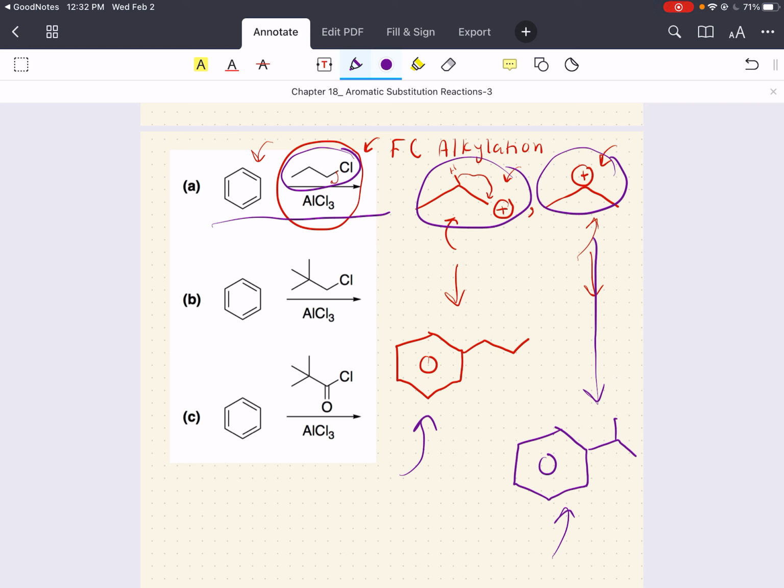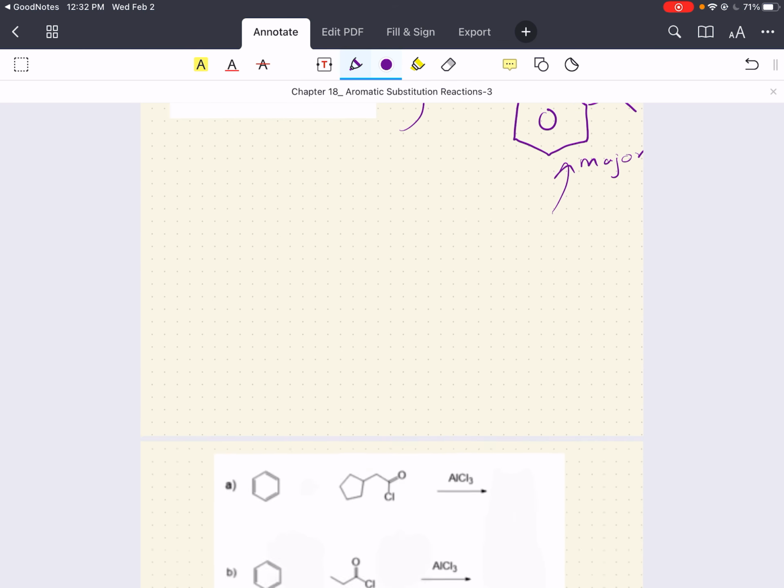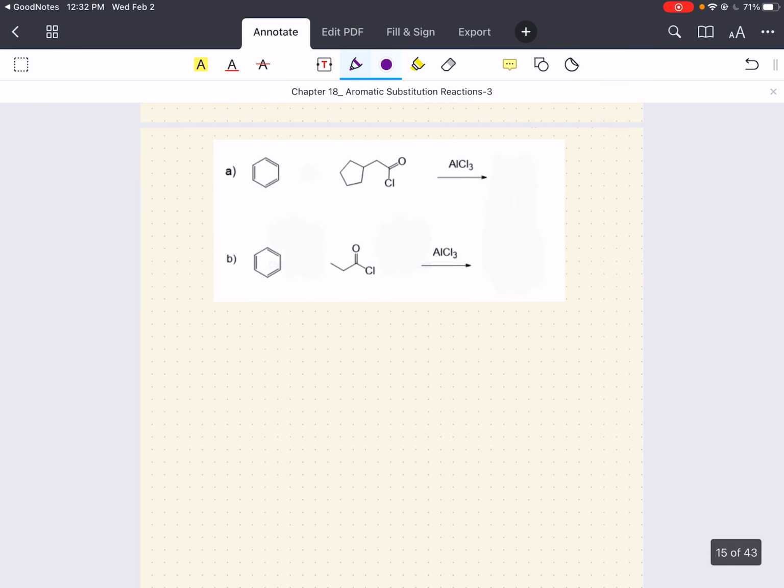Our major product is going to come from the more substituted carbocation, which is this one. This is primary, this is secondary. The product that is formed from our secondary carbocation is our major product. Fantastic. I am going to leave B and C for you to attempt. And of course, if you have any troubles, I will post the answers. We're going to move to this last set of reactions before we end the session.